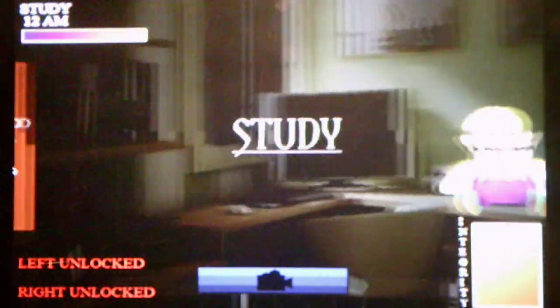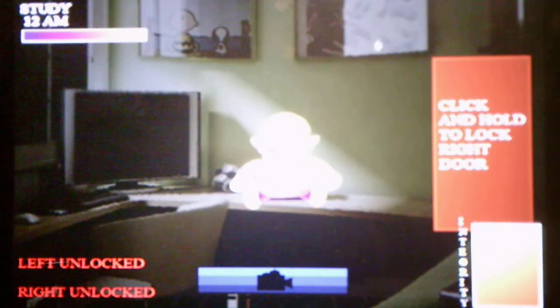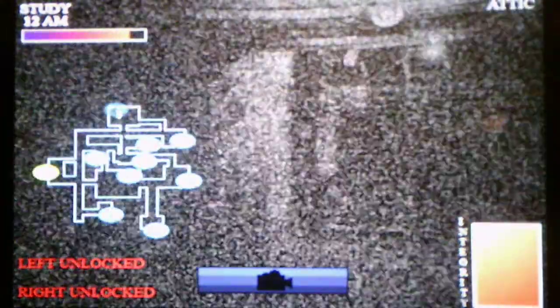Oh, I love that music in the study. And anyways, what's interesting about this room is that there's a painting of Charlie Brown and Snoopy and Wakko, Yakko, and Dot from Animaniacs. That's pretty interesting. And I love the music, too.